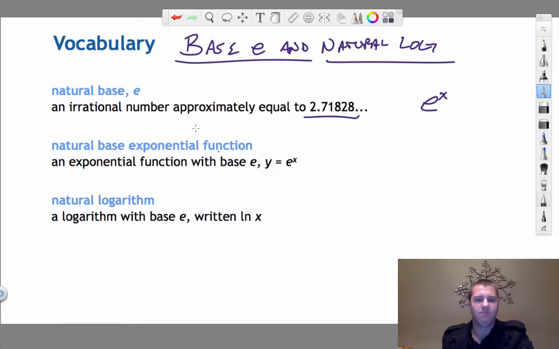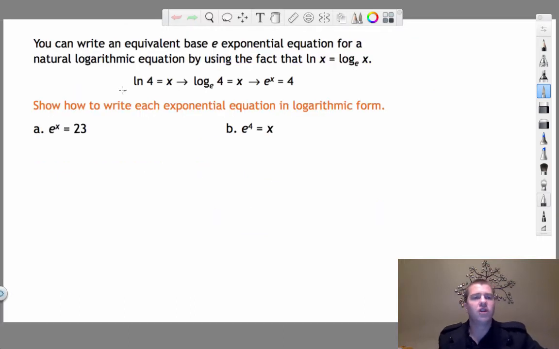Okay, and as a log, we write it. You don't write log base e of x. It's just ln of x, and the natural log is what that's referring to. So what you can notice here, you can write an equivalent base e exponential equation for a natural log equation by using the fact that ln of x is equal to log base e of x, which is what I just kind of went over.